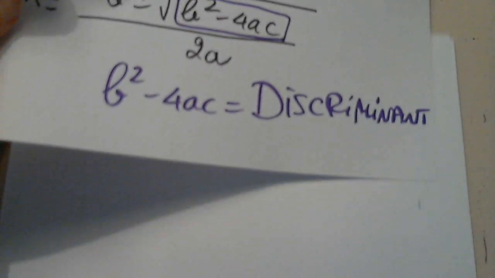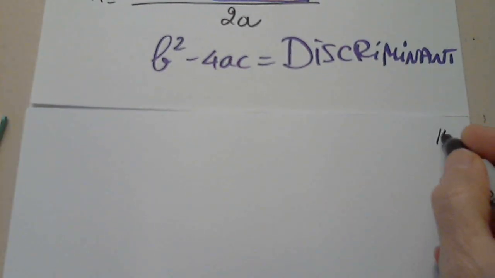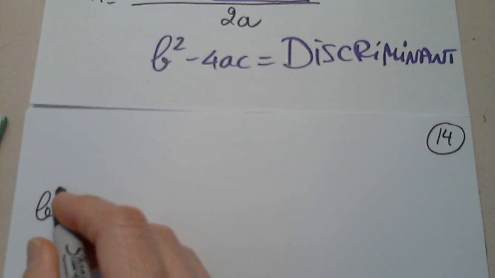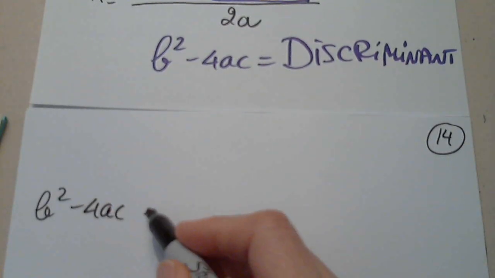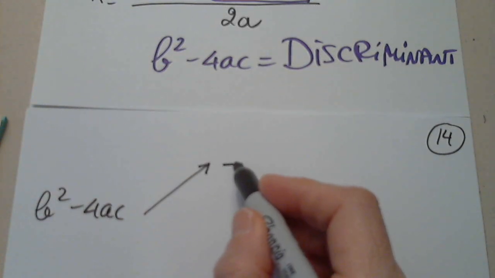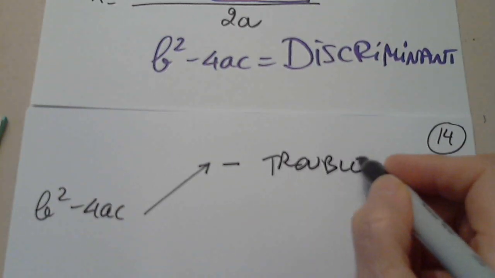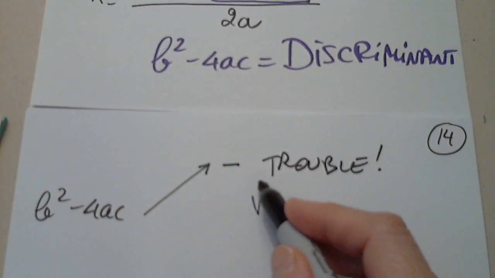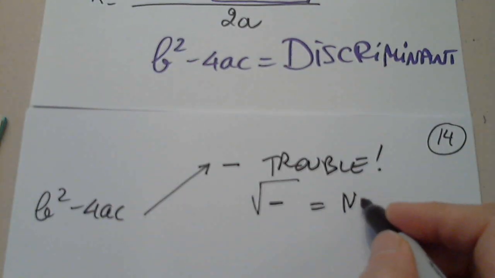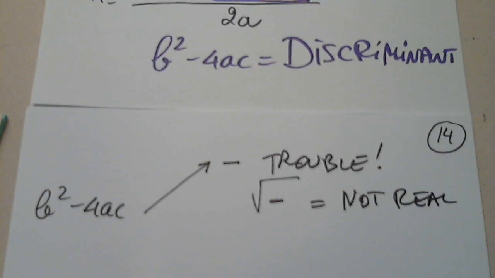So let's discuss the different cases. So b squared minus 4ac. First case, if it's a negative number, trouble. Why? Because the square root of a negative number is not real. And I will say the equation has no real solutions.